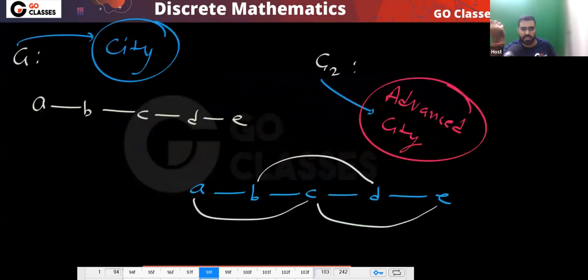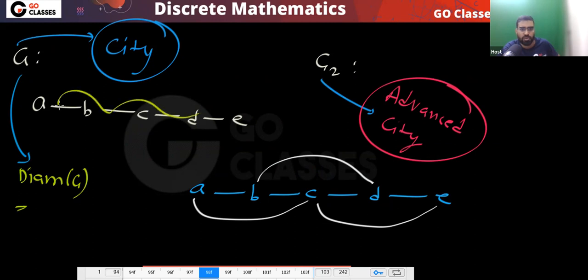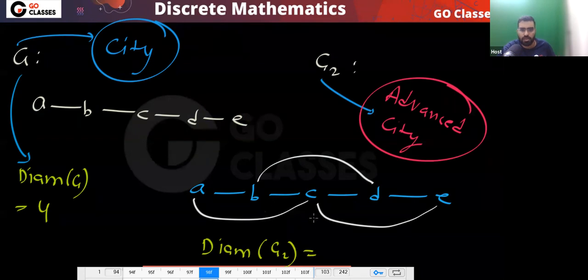For example, as you can see here, what is the diameter of this graph? That is 1, 2, 3, 4. Diameter is 4, right? What is the diameter of this G2? That is basically 1, 2. The diameter of G2 is only 2. Yes or no? From anywhere, you can go to anywhere. Maximum distance 2. Okay, so that is the diameter.